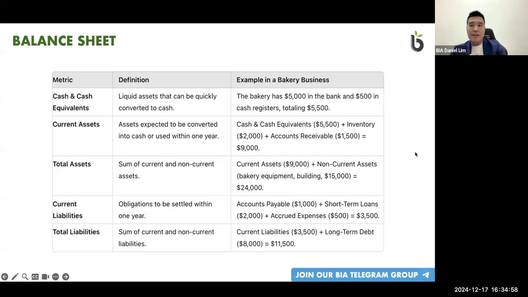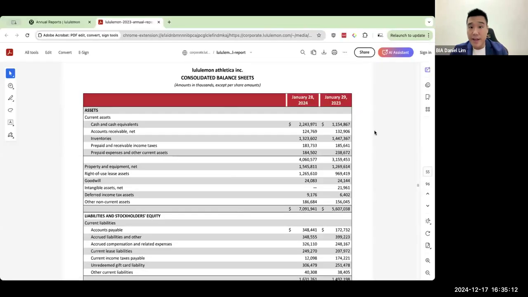Okay, so in the balance sheet, these are the things we need to take a look at to assess how healthy the company is. Now let's go through the real balance sheet of a company. In the previous video, in my income statement, I used Lululemon, right? So let's continue with Lululemon. This is how the balance sheet looks. I'll guide you where to look.